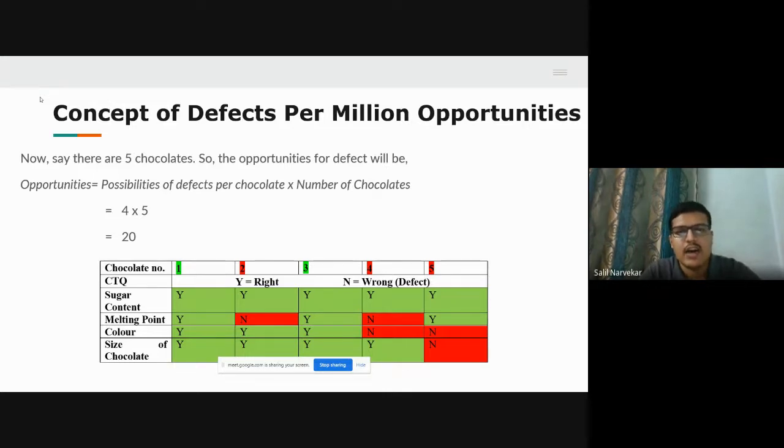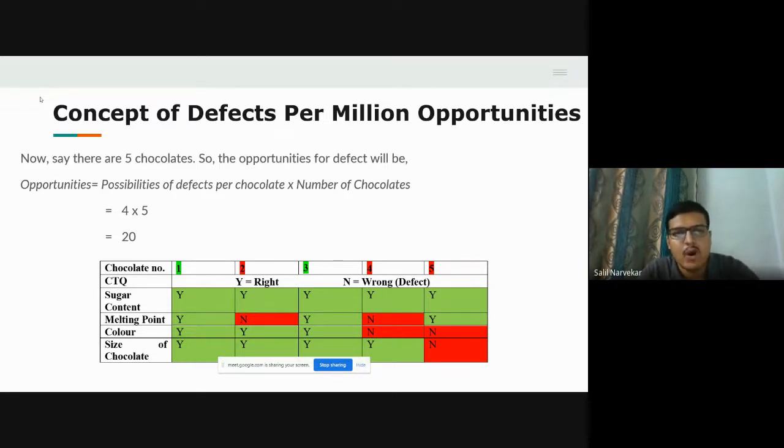Now, let's assume that this is the data of the chocolates. These are the 5 chocolates, chocolate number 1, 2, 3, 4, 5. And for each of these, there are 4 CTQs which are given, and whether they are right or wrong has been highlighted here.